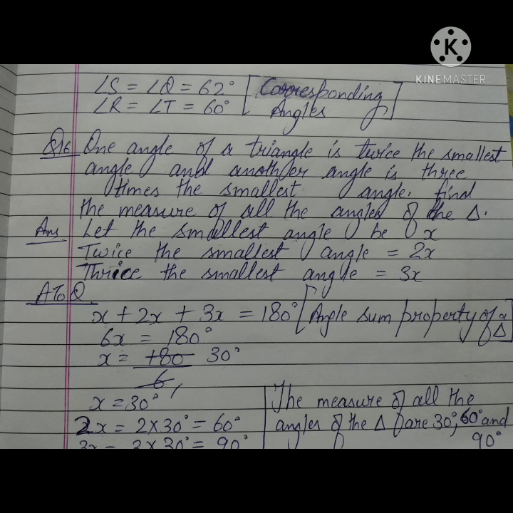2x is equal to 2 multiplied by 30 degrees, equal to 60 degrees. 3x is equal to 3 multiplied by 30, equal to 90 degrees. The measures of all the angles of the triangle are 30 degrees, 60 degrees and 90 degrees.